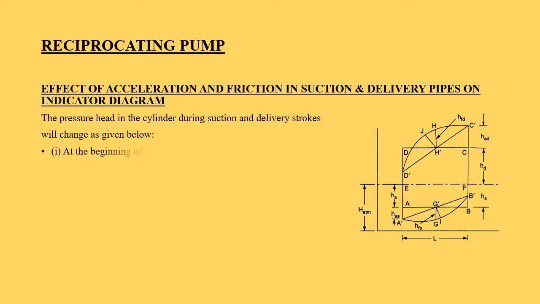At the beginning of the suction stroke, theta is equal to 0 degree, so that HAS is equal to Ls by g into capital A by small as into omega square r cos 0 degree, where HAS is the pressure head due to the acceleration in the suction pipe, Ls is the length of the suction pipe, capital A is the area of the plunger, small as is the area of the suction pipe, omega is the angular speed of the crank, and small r is the crank radius.